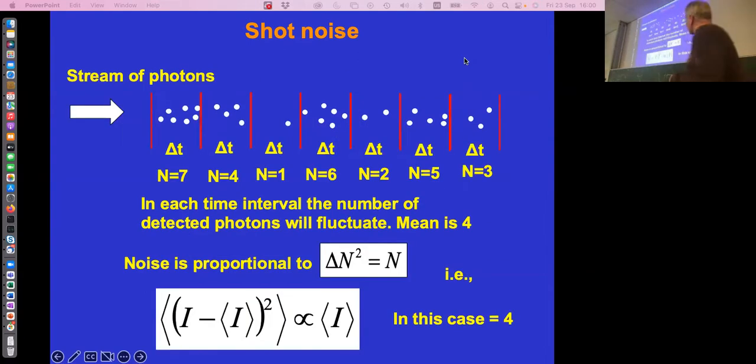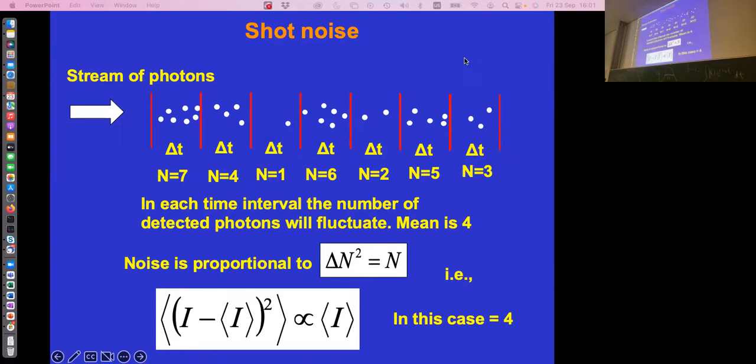But let's look at a simple example. This is realistic. So I have a stream of photons. In one time slice delta T, I measure 7 photons. In my second time slice, I measure 4. Third time slice, I measure 1, 6, 2, 5, 3. On average, I measured 4 photons in each time slice.